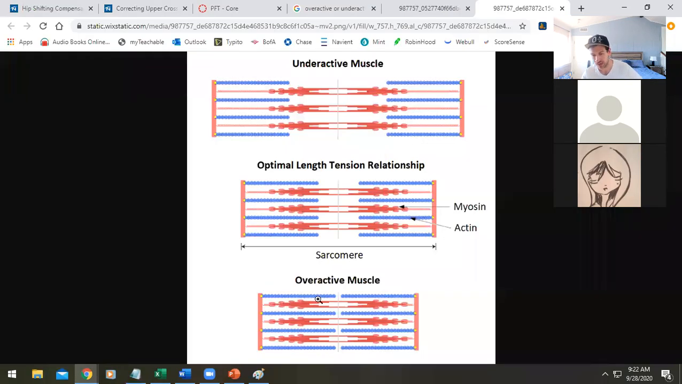Okay. So see right here, see how the way the contraction takes place, the little actin strands, the little blue strands, they have to have room to move towards this middle line here. And if you look at this overactive muscle down here, see how there's no room to move? It's already overlapped. So it doesn't have any room to move, therefore it's weaker than it should be. Does that make sense?